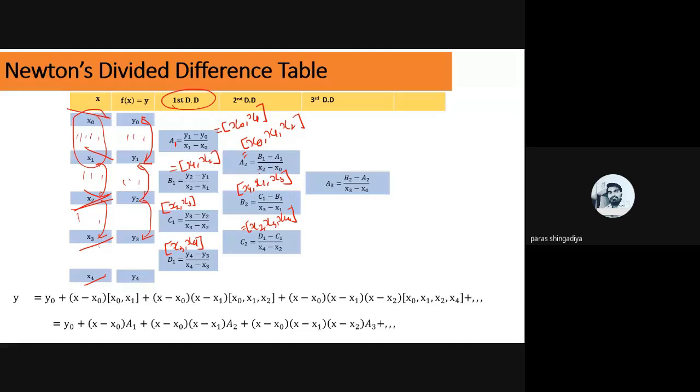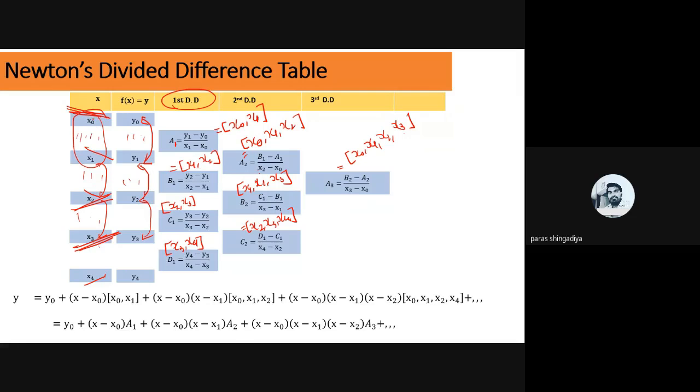a2 and b2 are in between x0 to x3, so the denominator will be x3 minus x0. You can also say it is [x0, x1, x2, x3]. The difference x3 minus x0 will be in the denominator, because the range of a2 and b2 is between x0 to x3.